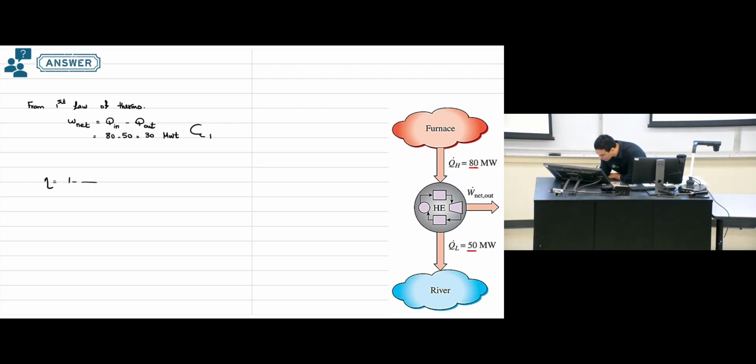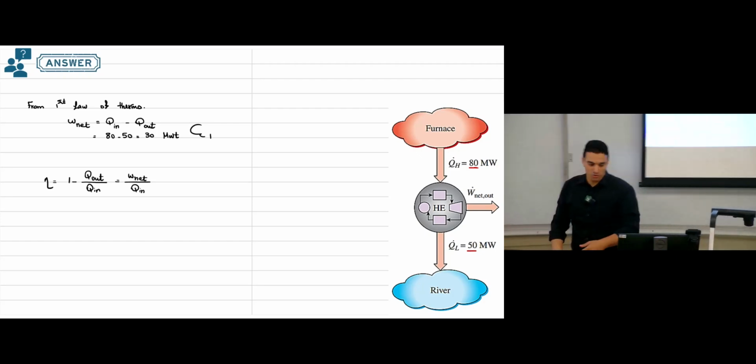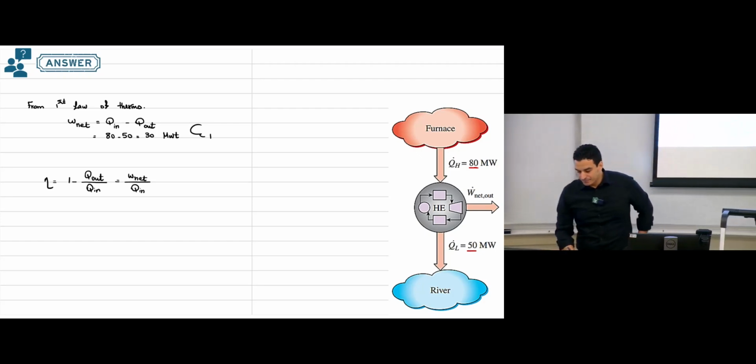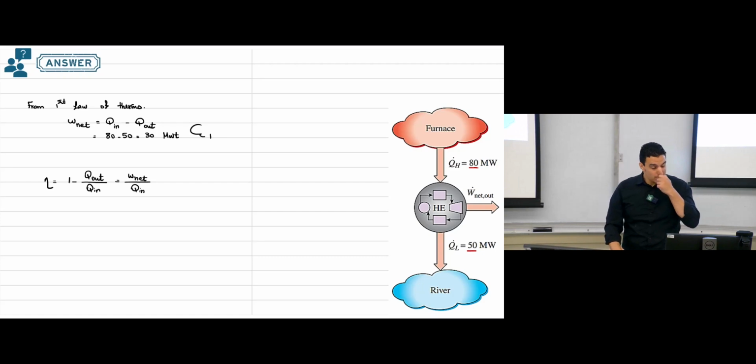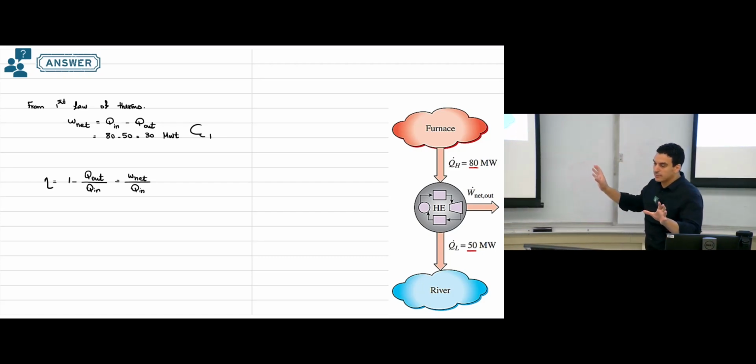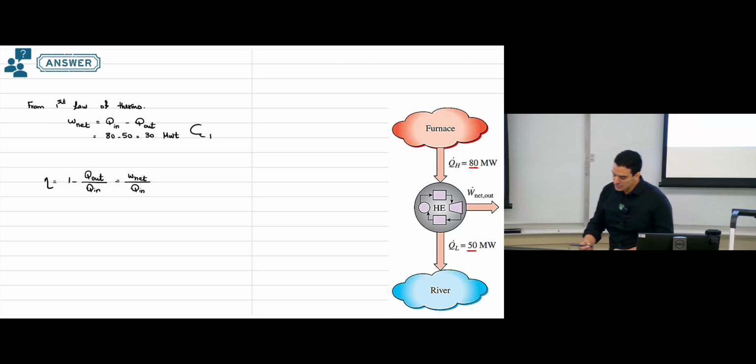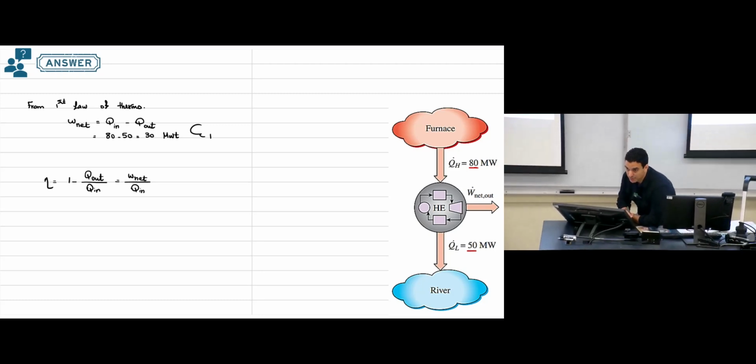So efficiency is 1 minus Q out over Q in, or net work divided by Q in. Now we have all the numbers. You can use any of these formulas. But this is like a tip for the exam. If you have two formulas for an equation, similar to this one, to calculate thermal efficiency, for example, you can use either formula, and you will substitute in this formula with the given information.